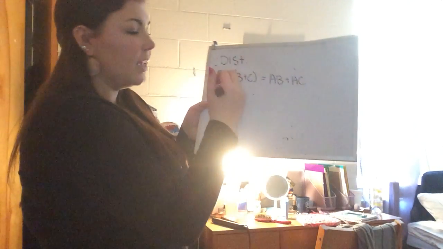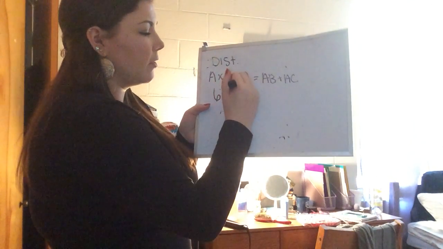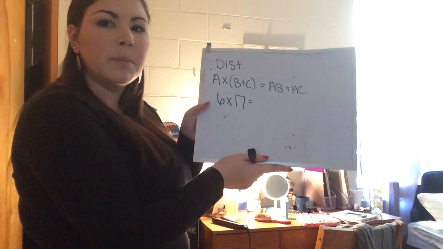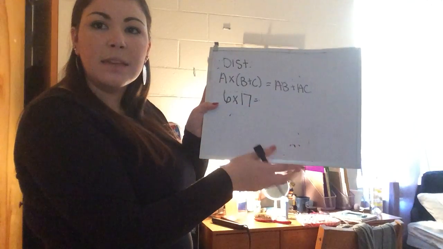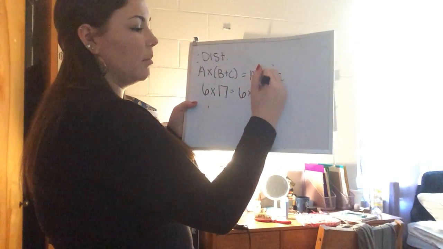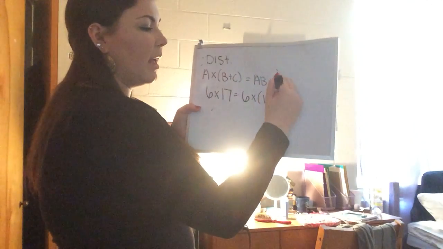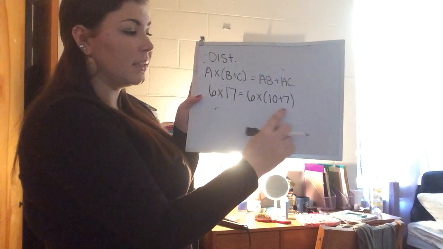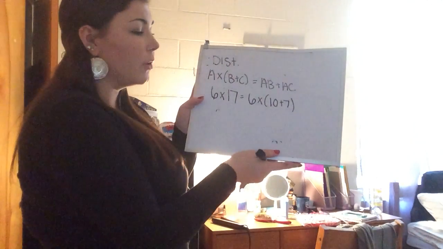So our problem today is going to be 6 times 17. So, like I said, we're using mental math. We want to decompose the 17, make it easier for us to solve. So we have 6 times (10 plus 7). Right, so 10 plus 7 is 17, we just decomposed it down.